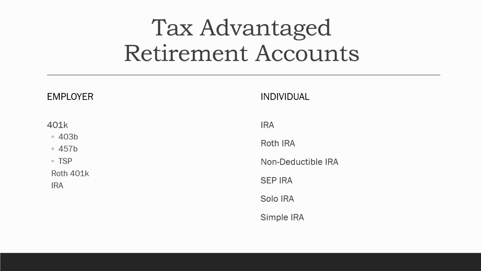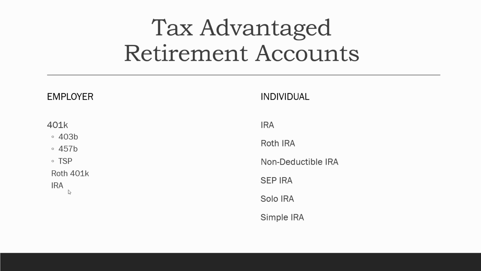So let me flip over to a slide here. So as you can see, the tax advantaged retirement accounts, there are many options. From your employer, you'll typically see a 401k or maybe a 403b or a 457b or a TSP. These are typically government or school accounts. The 401k is the most common. Then some employers are starting to offer a Roth 401k, and we'll talk about what the Roth means and what the 401k is. We'll talk about those in the video today.